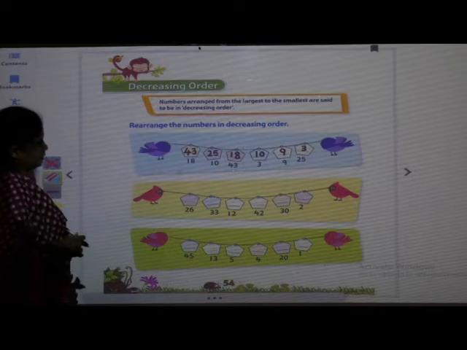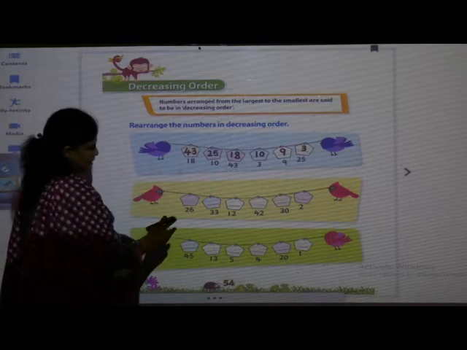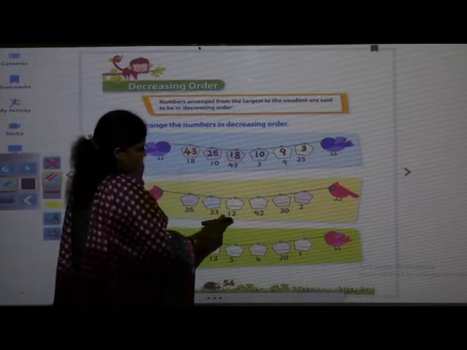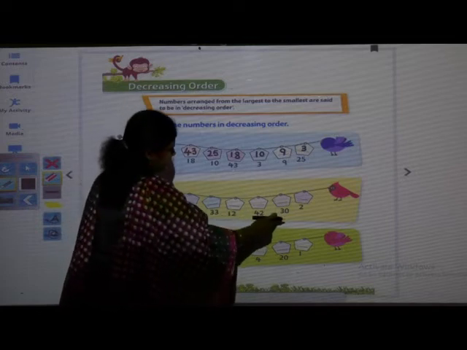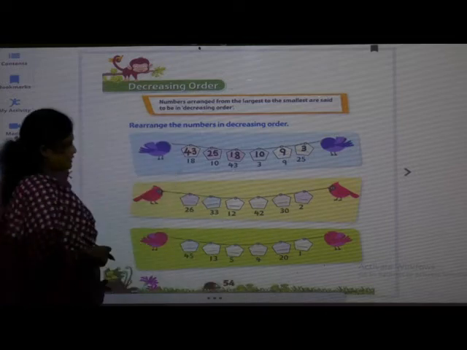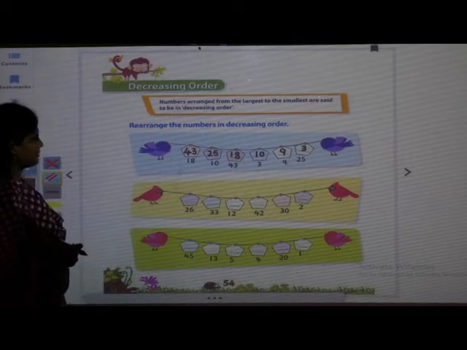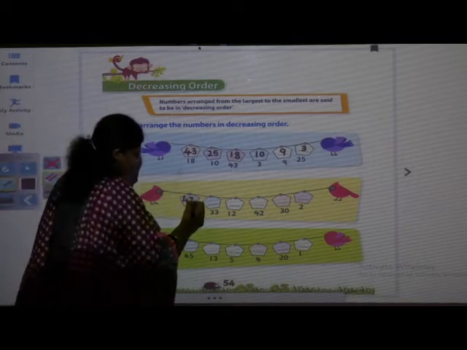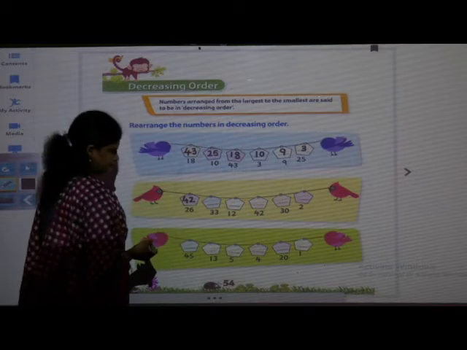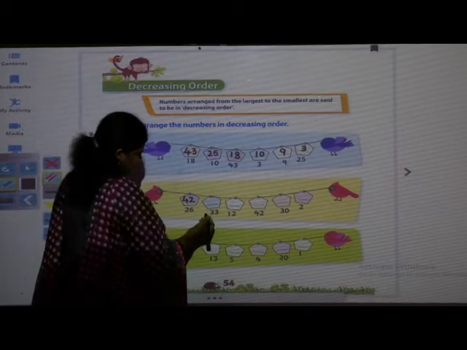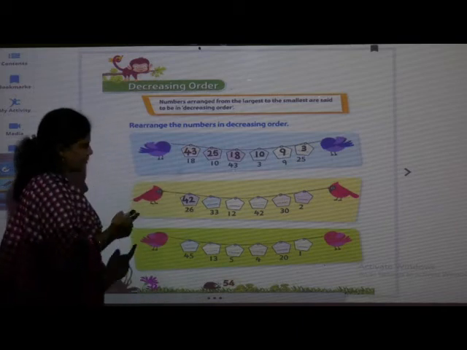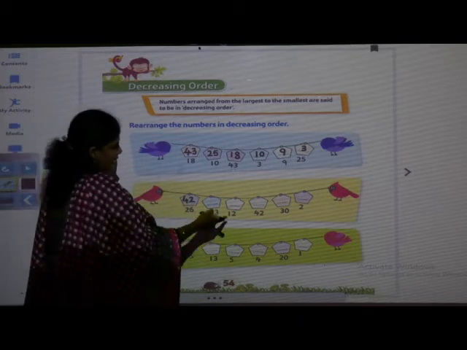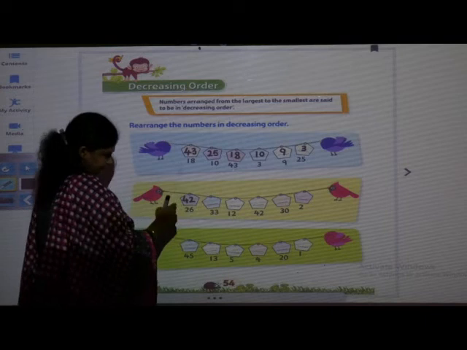Okay. Now next 26, 33, 12, 42, 32. So in this we have to see first the largest number. Which is the largest number? 42. After that, first we have to write the largest number and next we have to write the smaller number.